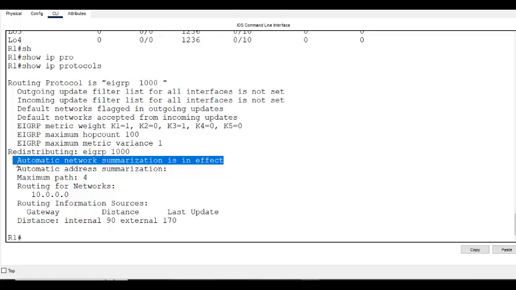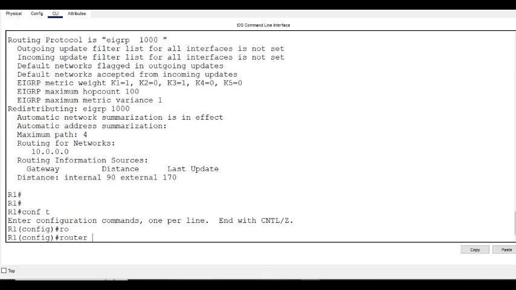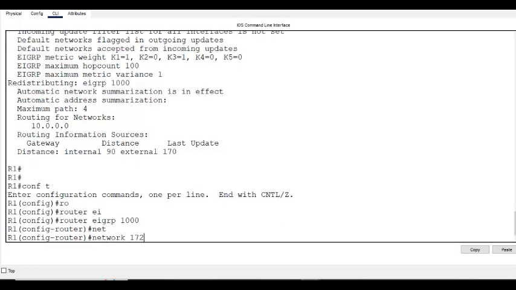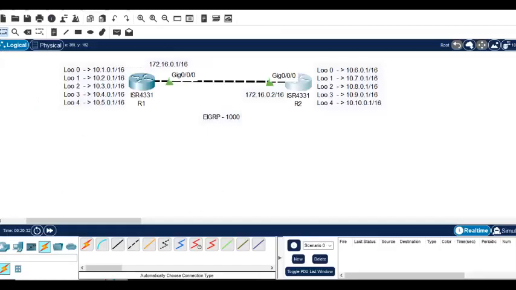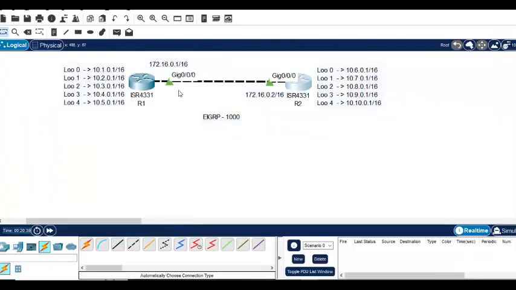Now, one more interface needs to run EIGRP. So I need to go here and say network 172.16. That interface also should run EIGRP. See this. So when I put network 172.16.0, EIGRP starts working on the physical interface also. Now let's go and verify again. Show IP EIGRP interfaces. Look at this. All right.